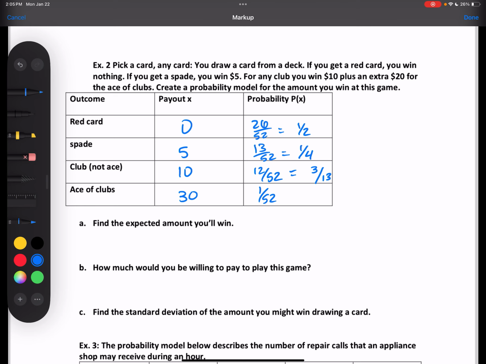Okay, find the expected amount you will win. We don't have to pay anything, so that's, like Josh said, a win. So, E of x is equal to 0 times 1/2, plus 5 times 1/4, plus 10 times 3/13, plus 30 times 1/52.